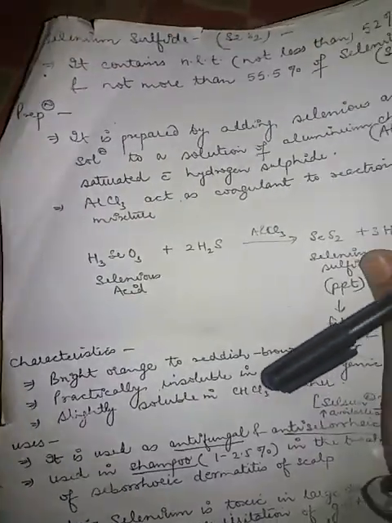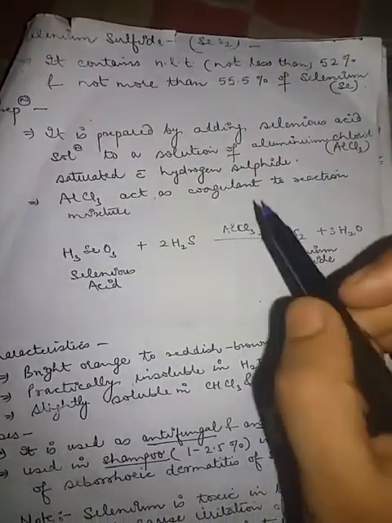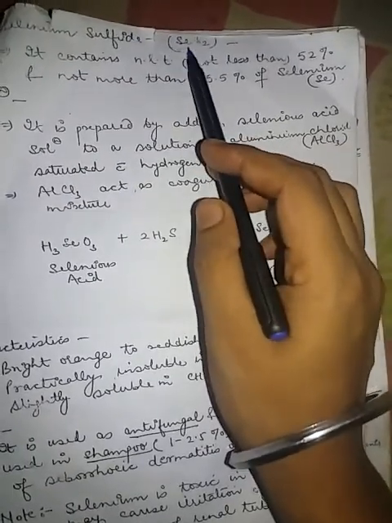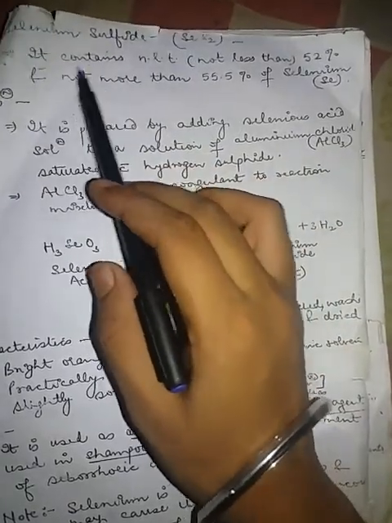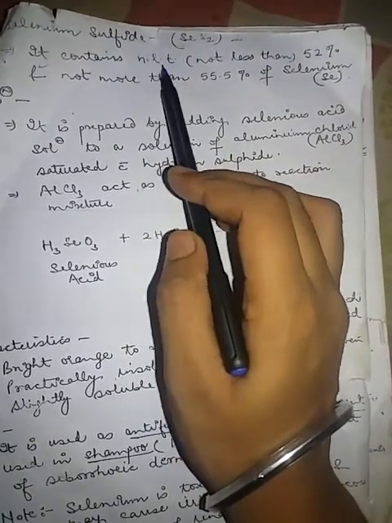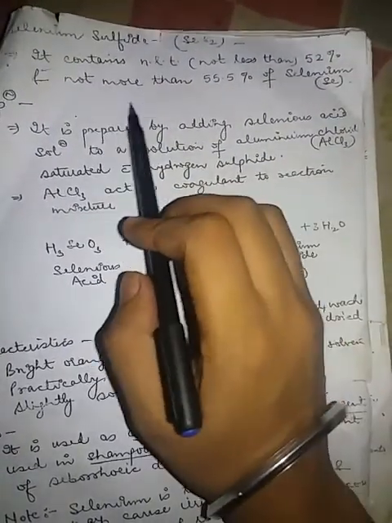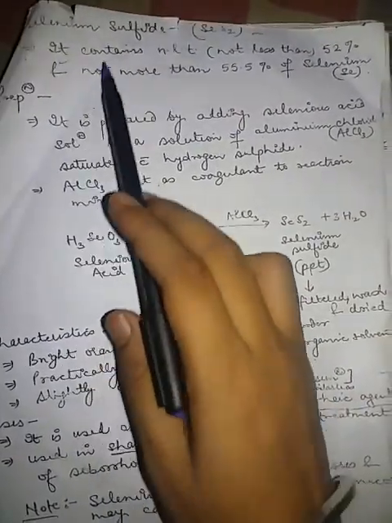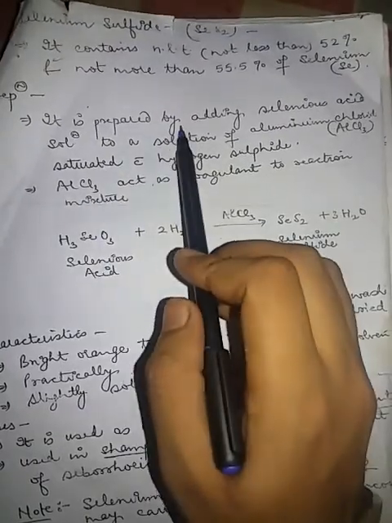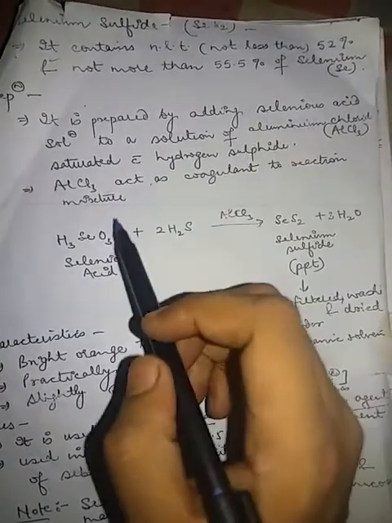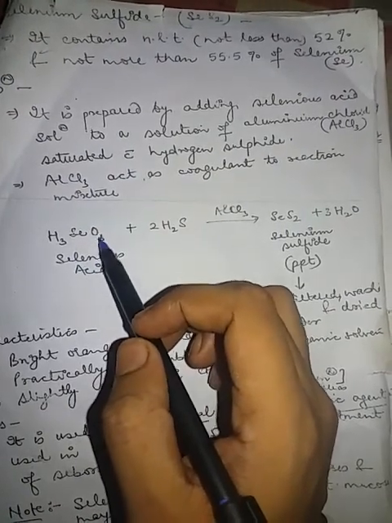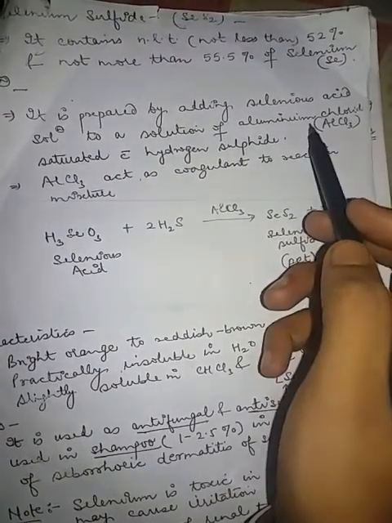Now the selenium sulfide, which has the formula SeS2, contains not less than 52% and not more than 55.5% of selenium. What is the preparation of selenium sulfide? It is prepared by adding selenous acid, H2SeO3, to a solution of aluminum chloride.